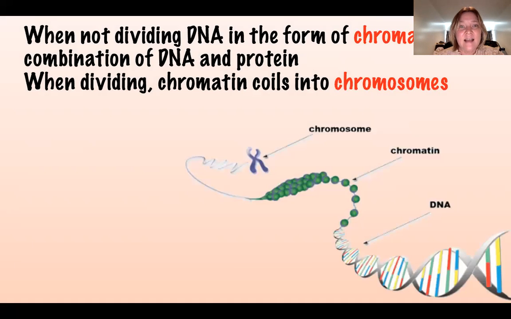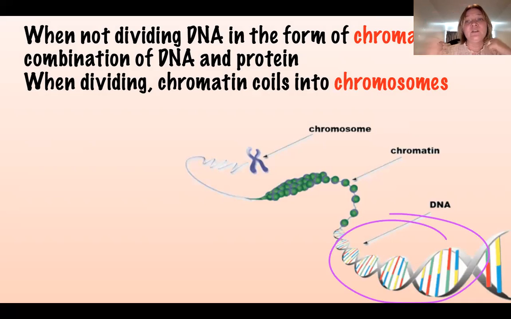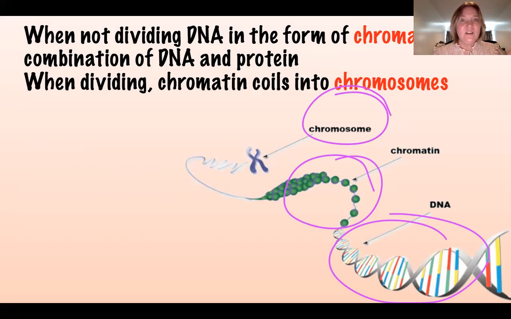Now, when the cell is not dividing, DNA is in the form of a molecule called chromatin. Most of you should be able to recognize the double helix of the DNA, but that's not actually what chromatin is. Chromatin is DNA, but it's wrapped around proteins. So that's what chromatin looks like. But when a cell is dividing, there's a lot of condensing and twisting and folding that happens in order to form chromosomes. So when a cell is not dividing, it's chromatin. When a cell is dividing, it's chromosomes.